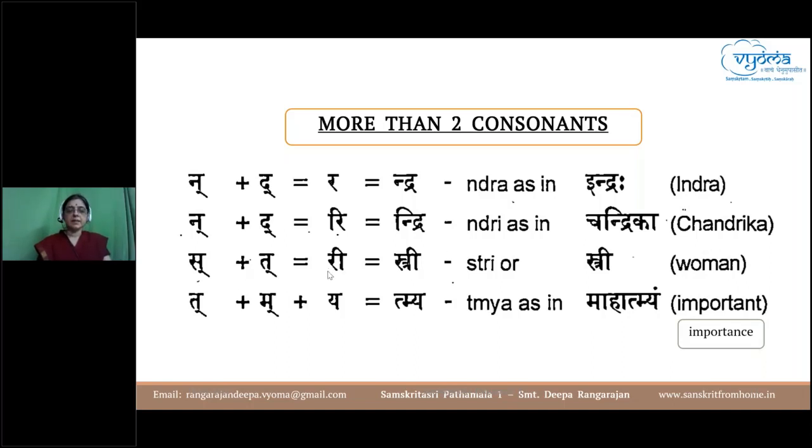Yes. And this is ri? What, ma'am? This is ri, dirgha ikara. Re. So stri. Okay. T plus m plus ya equals tmya, as in mahatmyam, which is importance. It is importance, not important. Important is mahat or pramukha, pramukham, but mahatmyam is the quality of being important, so it is importance. Okay. Dhanyavada. Thank you.